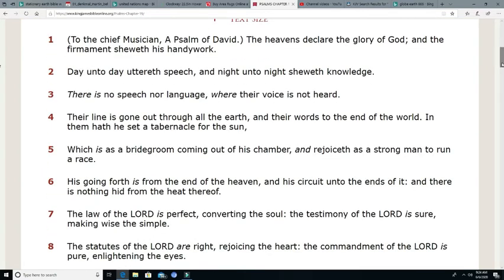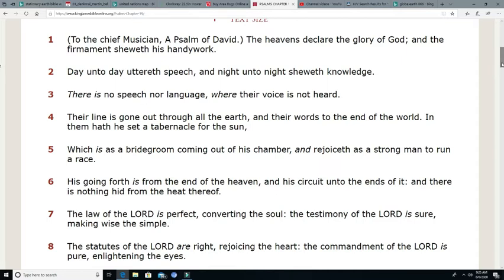The law of the Lord is perfect. So the sun moving in the firmament is perfect, converting the soul. When you know the truth, it converts your soul. The testimony of the Lord is sure. You better believe when he says the sun is moving, the sun is moving. Making wise the simple. It don't take no big brain to figure out the sun is moving. You see it with your own eyes. Moving across the sky, you see it with your own eyes.